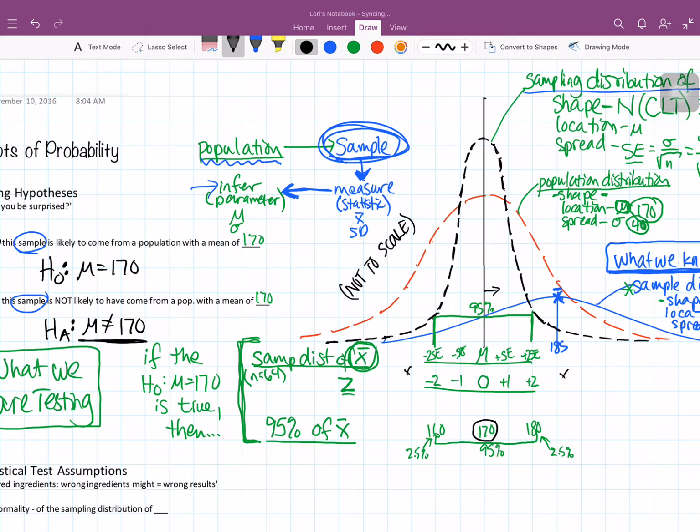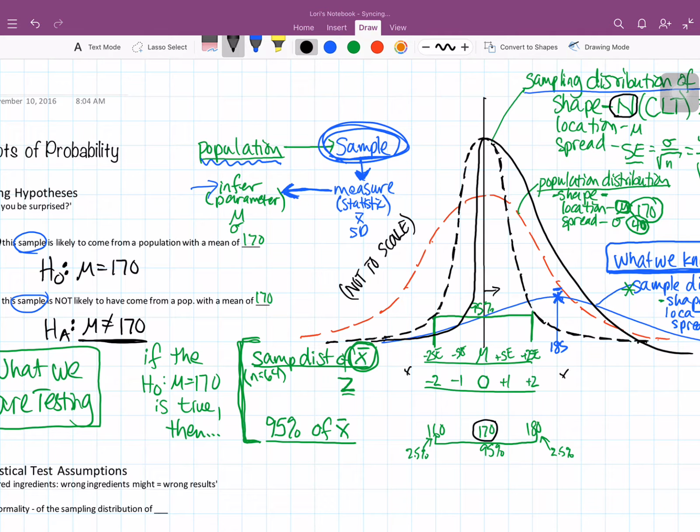Here we have our sampling distribution of the mean, and what if, instead of having this assumption that it's normally distributed, it wasn't? What if instead it was more like this? What if it was skewed to the right?